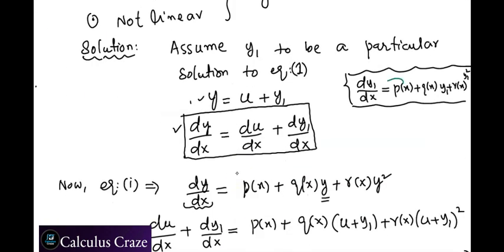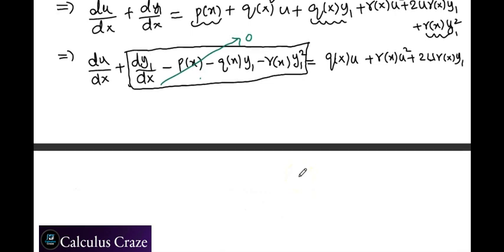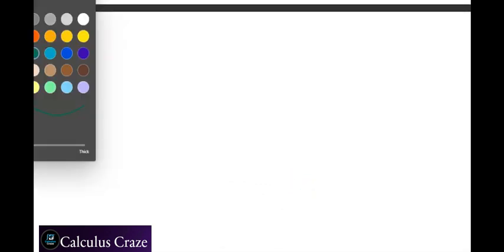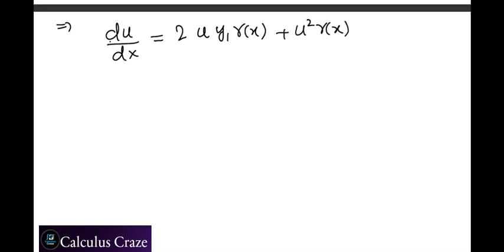So you throw this p of x, q of x, y, r of x times y1 squared on the left side, so this side is equal to 0, and that's why that goes to 0. So we are left with what? We are left with this quantity. Now I'll write here: we are left with the derivative of u with respect to x equals 2 times u times y1 and r of x plus u squared r of x and plus q of x times u.